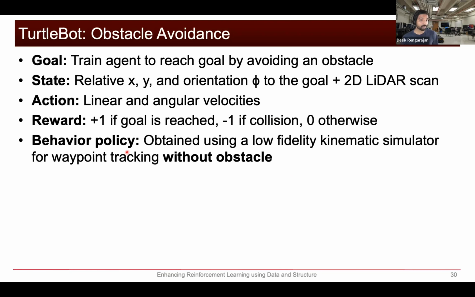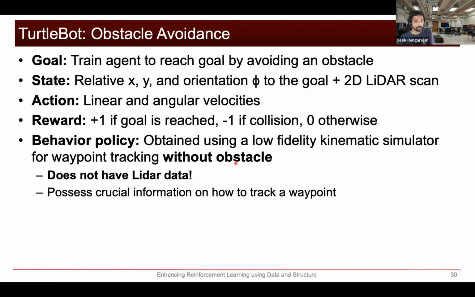So what's our guidance policy or the behavior policy? We obtain a behavior policy using a low fidelity kinematic simulator only for waypoint tracking. That is, we take a simple differential drive model, and then we train a reinforcement learning algorithm to track waypoints. This tracking of waypoints happens without any obstacle in place. Notice that this behavior policy does not take in any LiDAR information. But what this behavior policy possesses is crucial information on how to track waypoints. So can we use this to guide the learning of an obstacle avoidance problem?